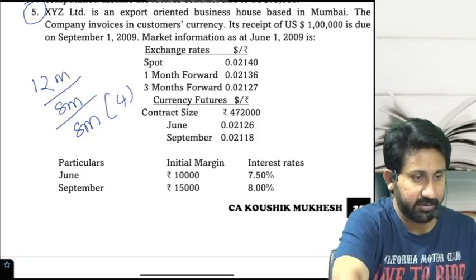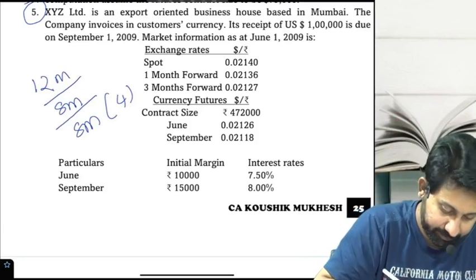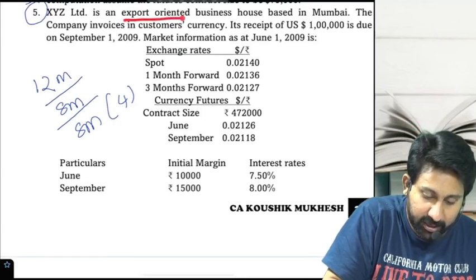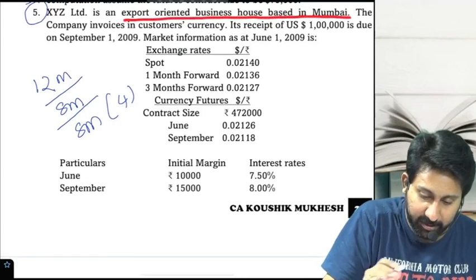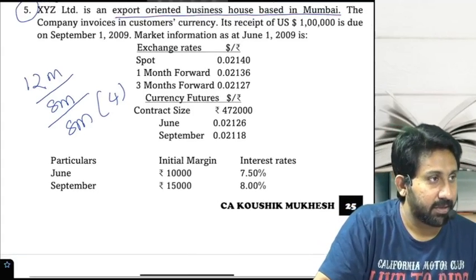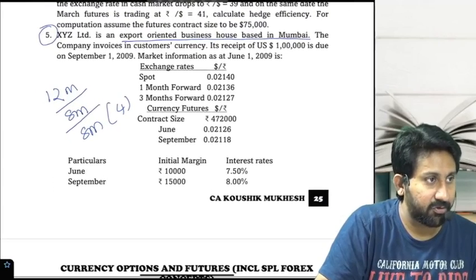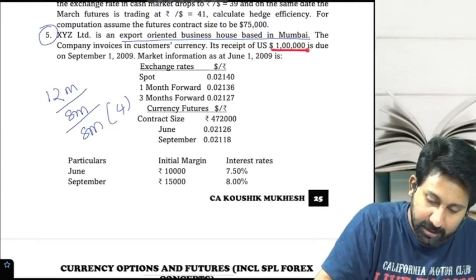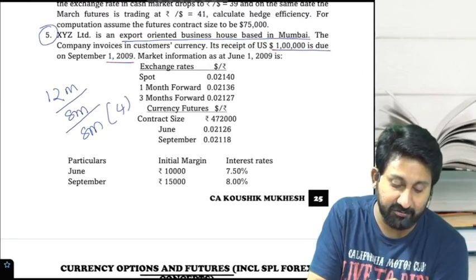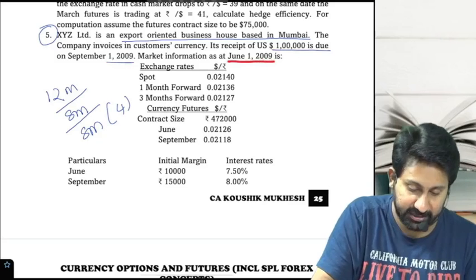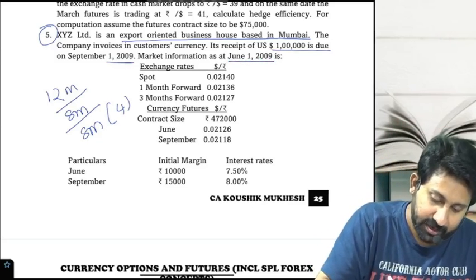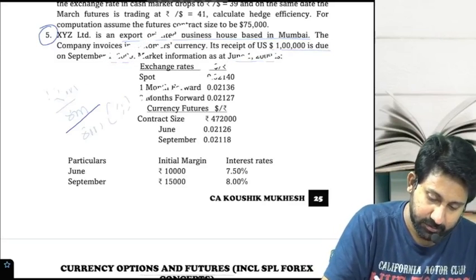Okay, let's see. See here. XYZ Limited is an export-oriented business house based in Mumbai. The company invoices in customers' currency. Its receipt of US dollar 1 lakh is due on September 1st, 2009. Market information as on June 2009 is as follows. Next, exchange rates.